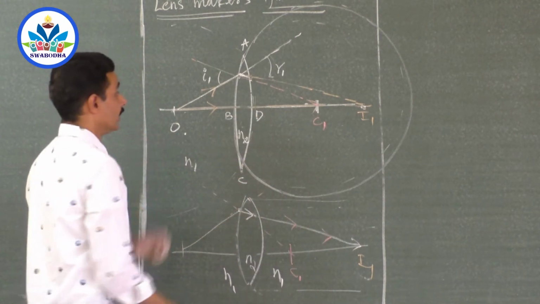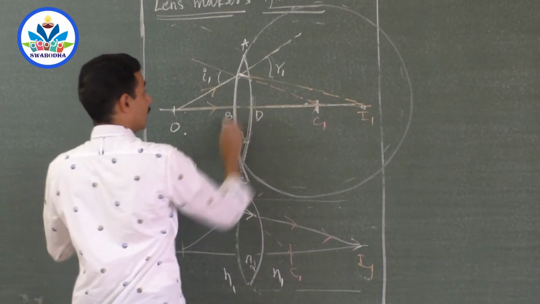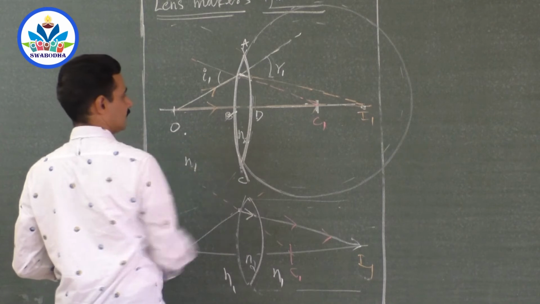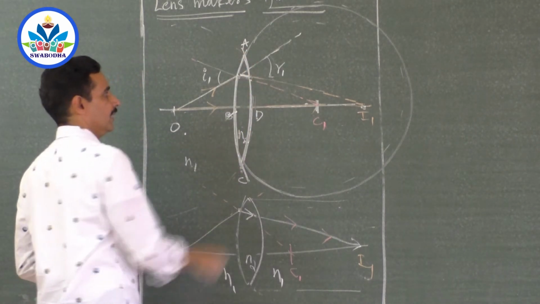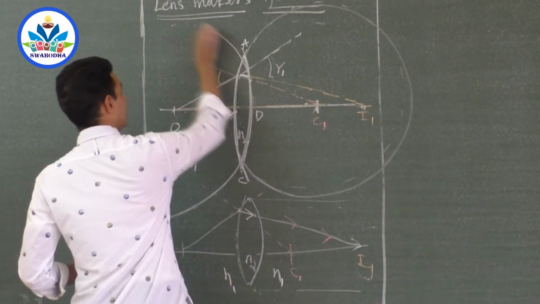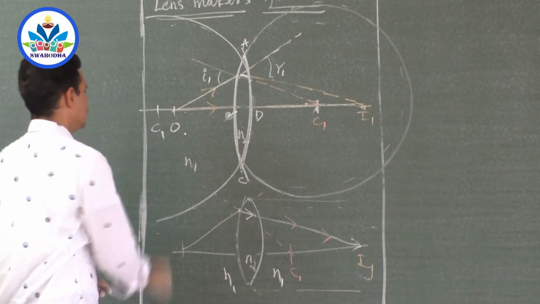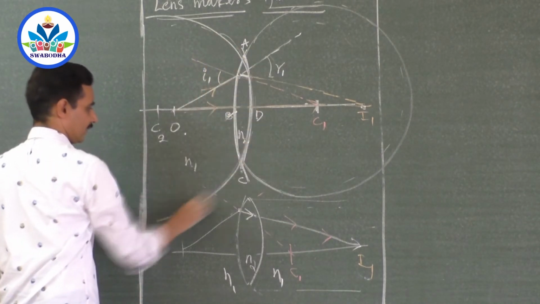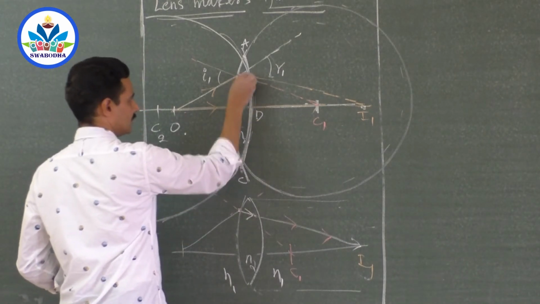Which normal? The normal drawn to this surface, not this one. Because refraction is occurring here in this surface. So if the refraction is occurring here, find out where is the center of this surface. Where may be the center of this? Say somewhere here. C2, the center of the second surface, where the refraction is occurring. I want to know what happens to this ray of light.